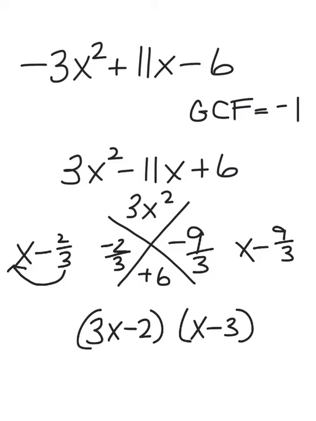But again, that greatest common factor, negative 1, I'm going to put it up front here. And I'm just going to put it as a negative because the 1 can be invisible. And so here is your answer for this one.